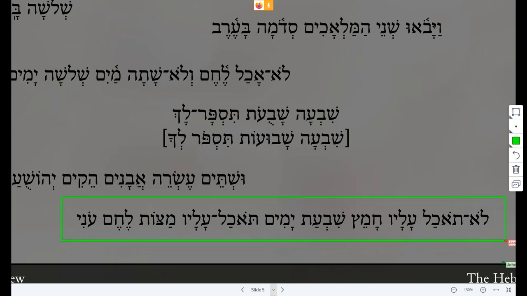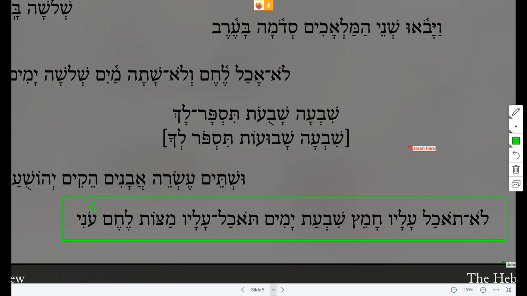Lo tochal alav chametz. Shivat yamim tochal alav matzot lechem oni. I should have put an accent here. This is oni. Does that mean poor? Yeah, poverty, right. Poverty, okay.